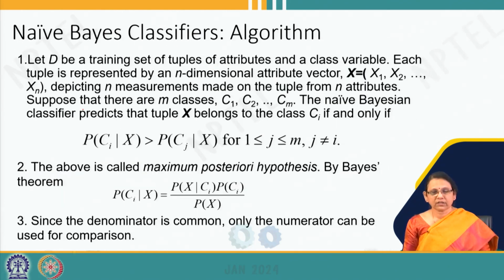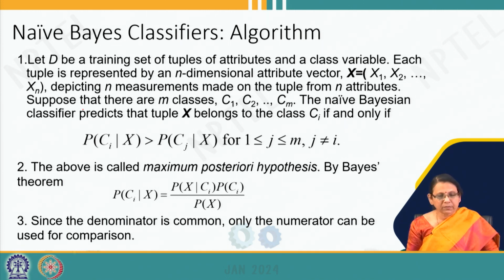Now let us have a look once again at the complete naive Bayes classifier algorithm. We have seen it through an example. So as I go ahead, I don't have to explain much because you have already seen this. Now let D be the training set of tuples of attributes and class variable. These attributes are drawn from item description and the class variable is the liking or disliking of the user.